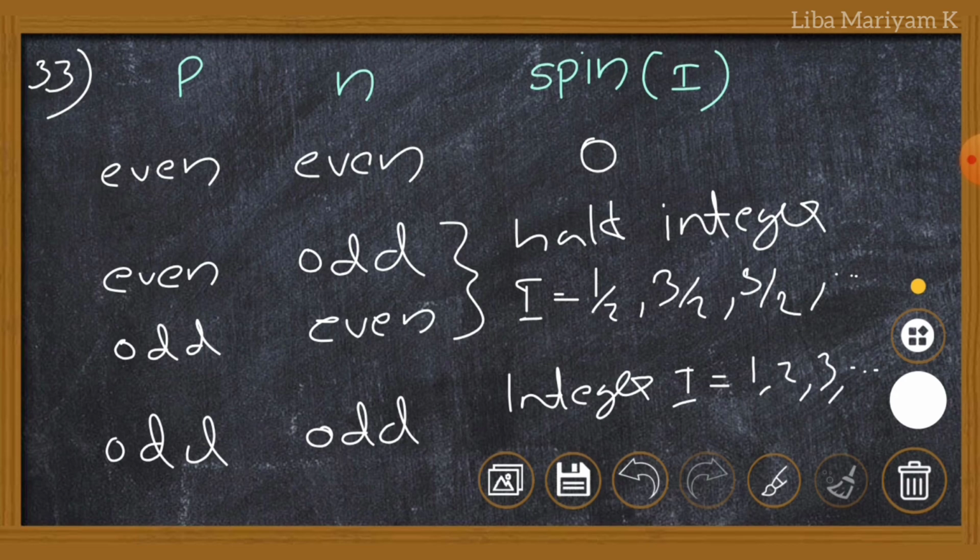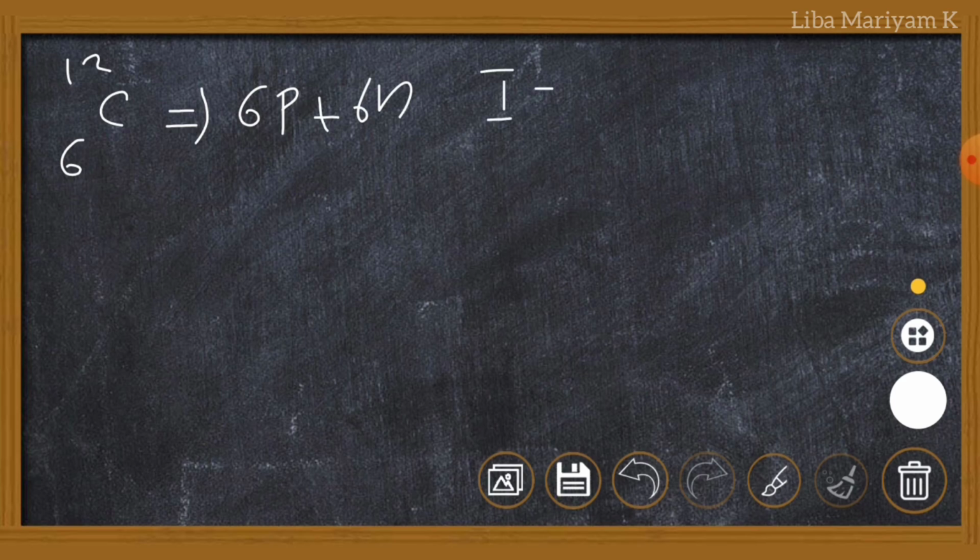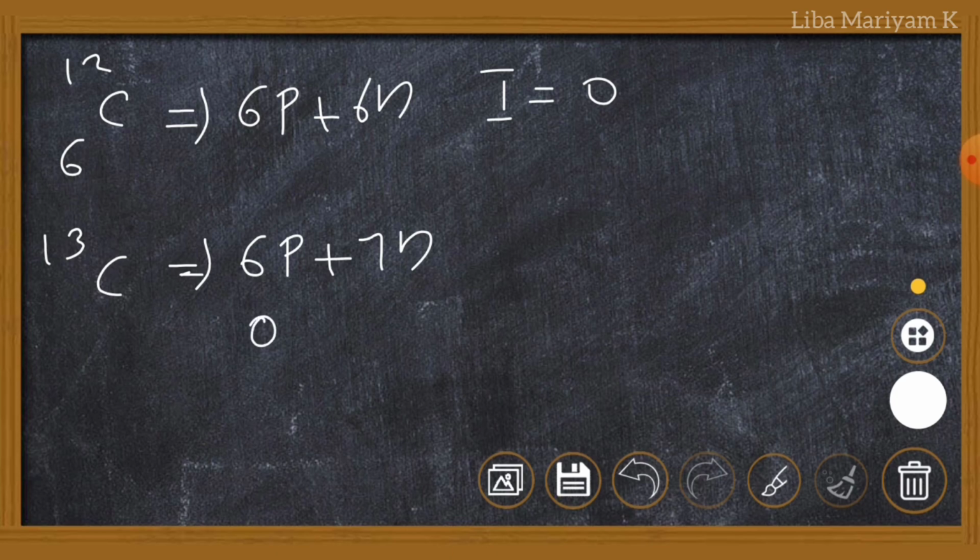ഇനി ഇതെങ്ങനെ കാൽക്കുലേറ്റ് ചെയ്യാമെന്ന് നോക്കാം. ഫോർ എക്സാമ്പിൾ 6C12, there will be 6 proton and 6 neutron. എല്ലാ പ്രോട്ടോണും ന്യൂട്രോണും പെയർഡ് ആണ്, ഈവൻ നമ്പേഴ്സ് ആണ്. Therefore I will be 0. For C13, there will be 6 proton and 7 neutron. പ്രോട്ടോൺ എല്ലാം പെയർഡ് ആയതുകൊണ്ട് തന്നെ അവിടെ സ്പിൻ 0 ആയിരിക്കും. ബട്ട് ന്യൂട്രോണിൽ ഒരു അൺപെയർഡ് ന്യൂട്രോൺ ഉണ്ട്. Therefore there will be half spin. So total spin is half.